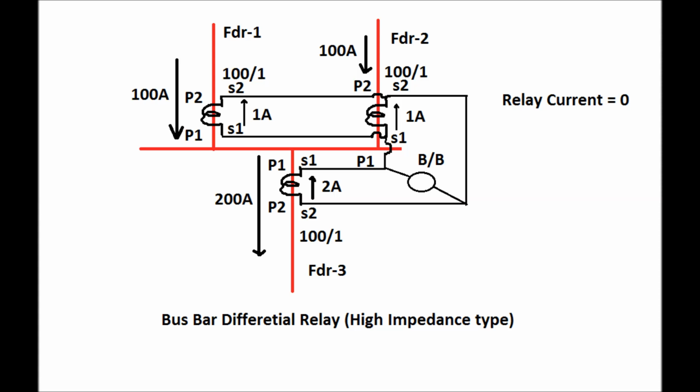Again, for feeder 3, since current is flowing from P1 to P2 direction at 200 ampere, in the secondary side the current flows from the S2 to S1 direction, and the magnitude of the current is 2 ampere. So the 2 ampere current flowing from S2 to S1 direction is equal and opposite to the sum of the feeder 1 and feeder 2 CT secondary currents, and that is why the relay current is 0. So under normal condition the relay will not operate and maintains a stable condition.